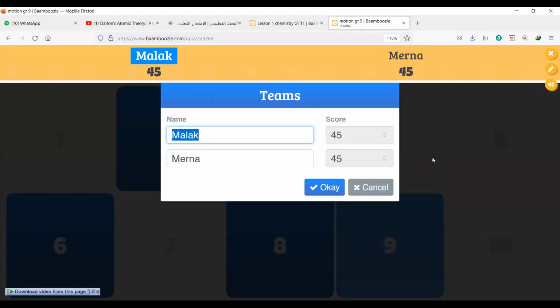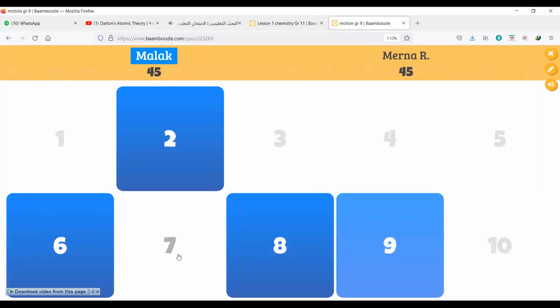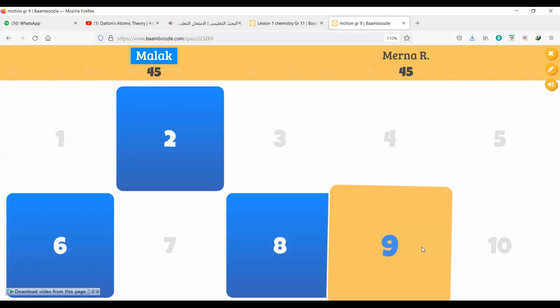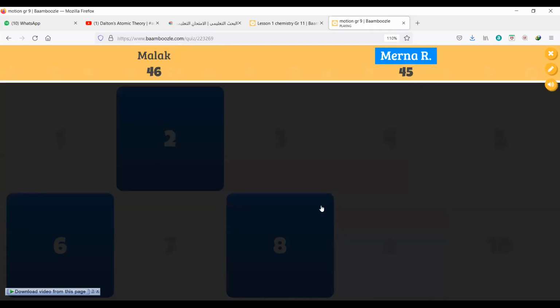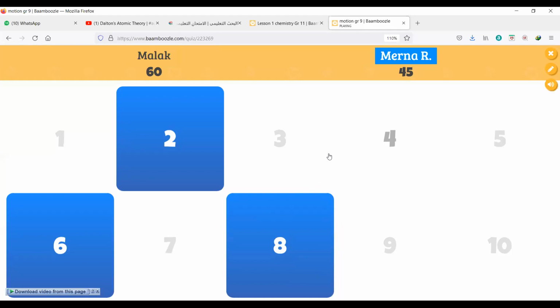I will choose number 9. The change of position of an object. Motion. Motion, teacher. Excellent. Very good. Okay, Marna, number 2.